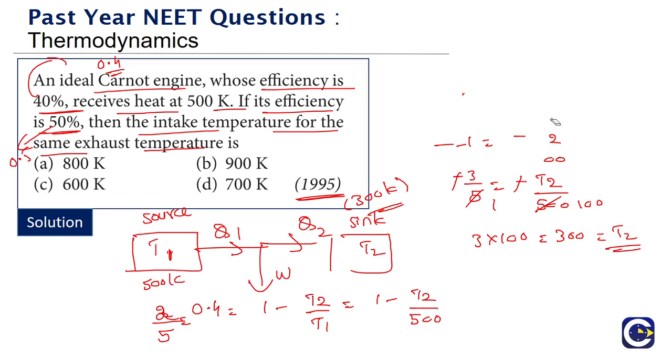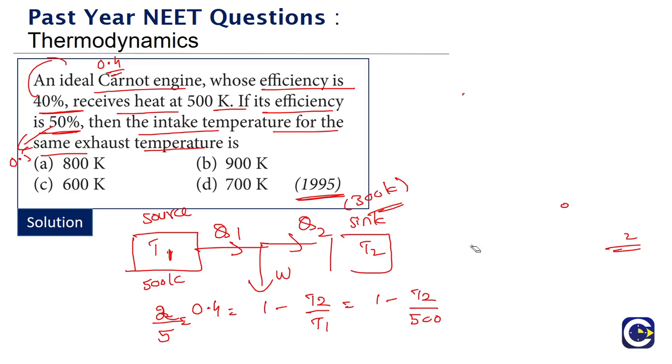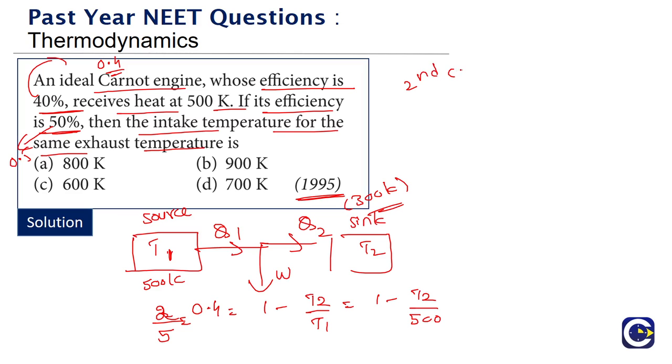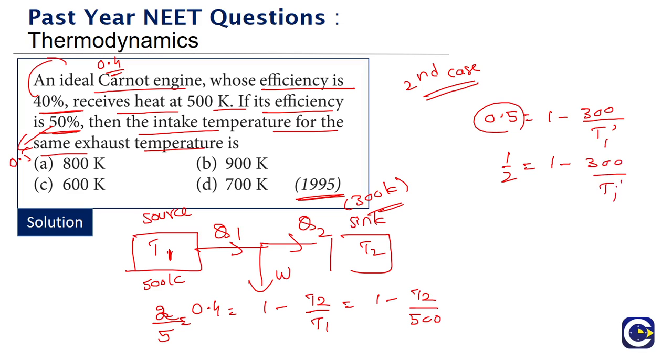Now in the second case, the exhaust or sink is kept as it is. But we want to achieve the efficiency of 50% or efficiency factor of 0.5. Then what is the corresponding intake temperature? Means they're asking what is the corresponding source temperature. So in the second case, the efficiency factor 0.5 is equal to 1 minus, here the sink is not changing, means 300 will come, divided by T1 dash. That is our new source temperature. So 0.5 means 1 by 2. 1 by 2 is equal to 1 minus 300 by T1 dash.